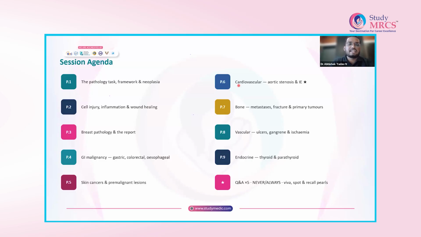The fourth will be GI malignancies. The fifth will be skin cancers. The sixth will be cardiovascular system pathologies like aortic stenosis and infective endocarditis. The seventh will be bone metastasis and orthopedic pathologies like fractures, primary tumors or pathological fractures. The eighth will be vascular pathology, which includes ulcers, whether arterial, neurological or venous ulcers, gangrene and ischemia. The ninth will be endocrine, relating to the parathyroid and thyroid glands.